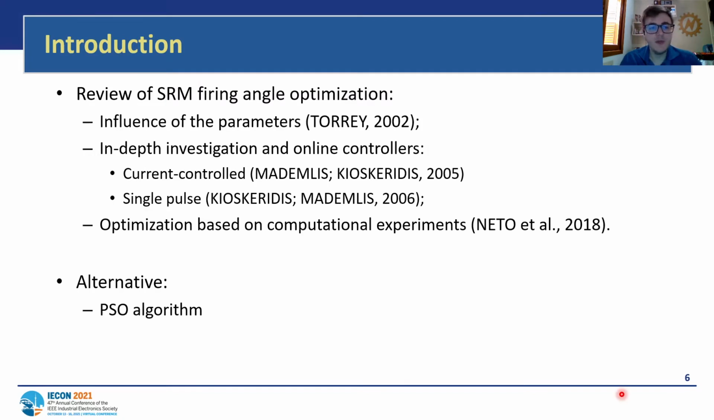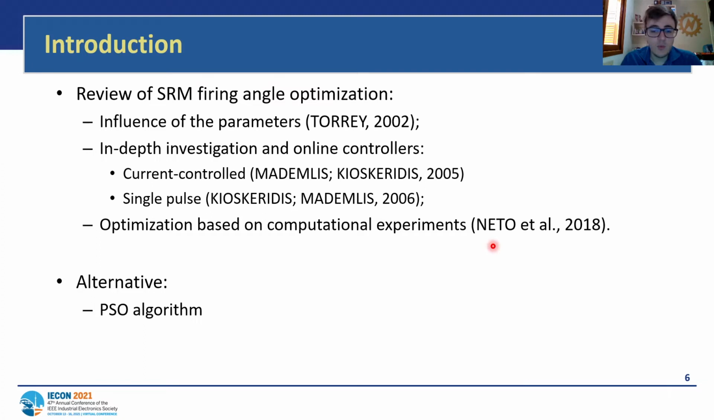So I'm going to present you a brief review of the firing angle optimization approaches presented in literature. Papers have presented the influence of such parameters, with very thorough analysis, showing that the angles can be adjusted in order to maximize current or minimize torque ripple, for example. Subsequent work has been done to provide, again, in-depth investigation and online controllers that seek to adjust the angles according to rotor speed and load, in order to improve the performance of those generators.